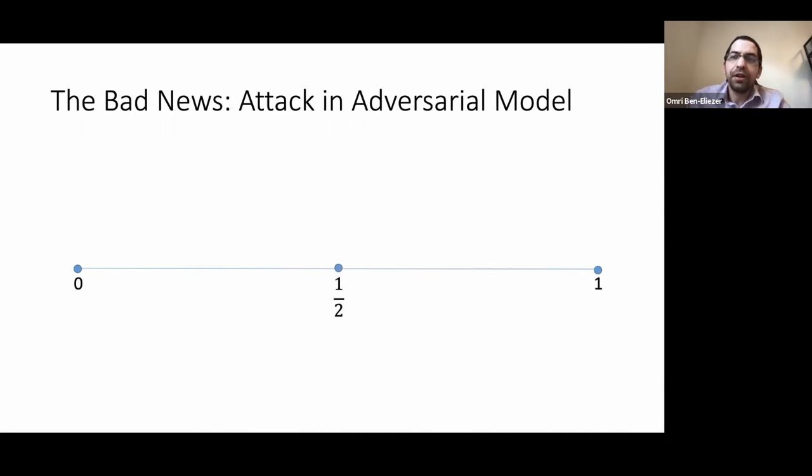So the adversary maintains an interval, starting with the interval between 0 and 1. And in each round, it sends the element in the middle of the interval, let's say, and checks to see whether the element was sampled or not. So let's say the first element was sampled. In this case, the interval will be the left half of the current interval. So we'll take the interval between 0 and 1/2.